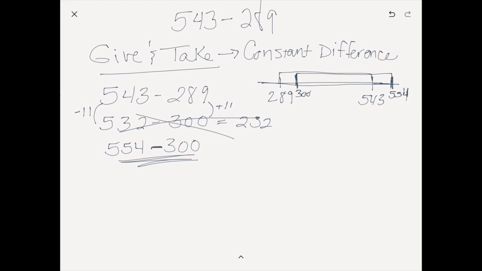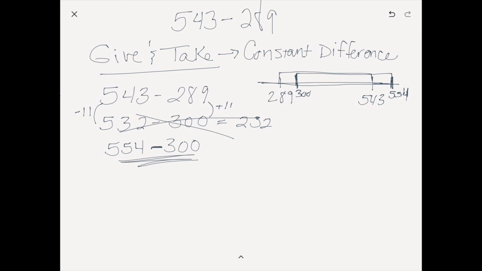Or let's say I wanted to take some away. You could take some away from one, but then you've got to take some away from the other. But the real reason why you have to give and give or take and take is because you need to keep the difference constant. Okay? So I think that visual really helped me internalize what was happening in that strategy.